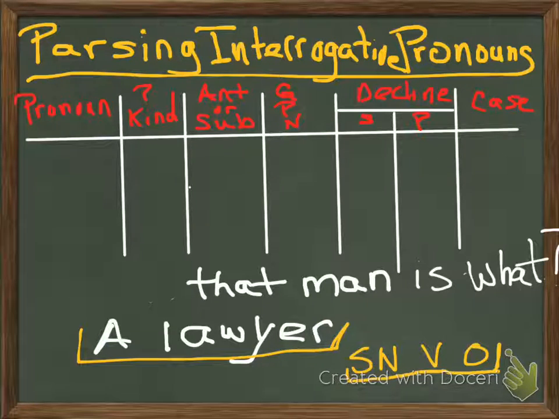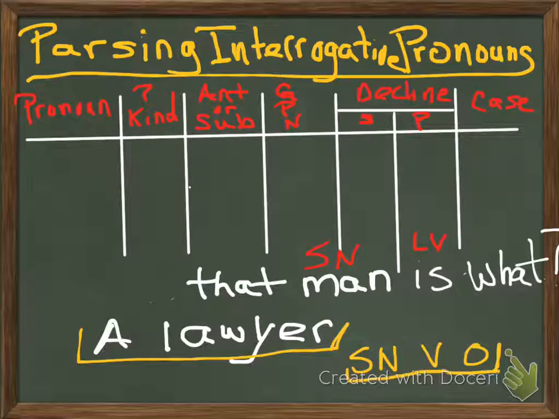Who is what? And let me change my pen color just to make it easier for us to see. Who is what? Man. What is being said about man? Man is. Okay? He's not doing action. He is in a state of being. He is. Okay? He is what?